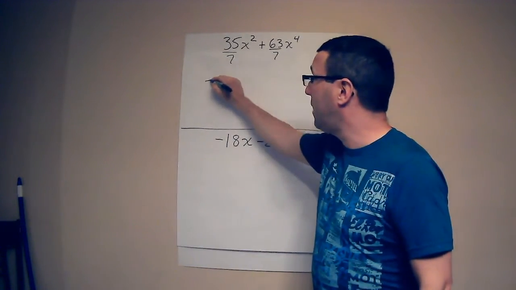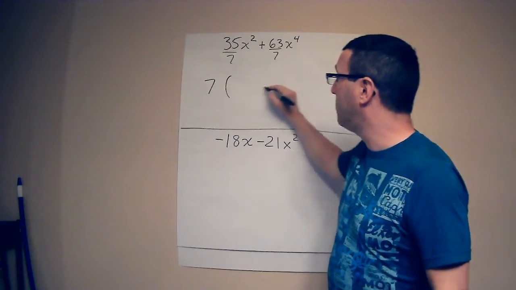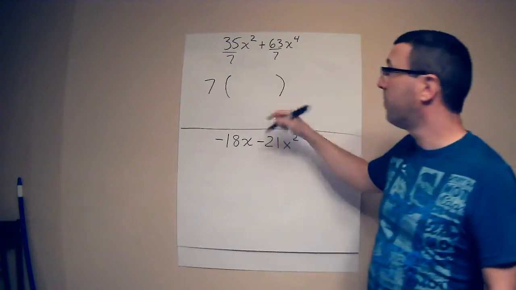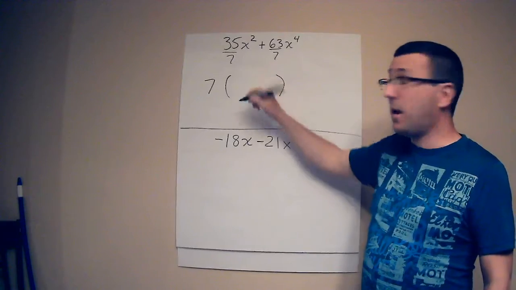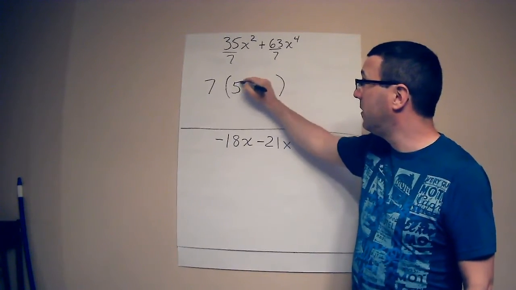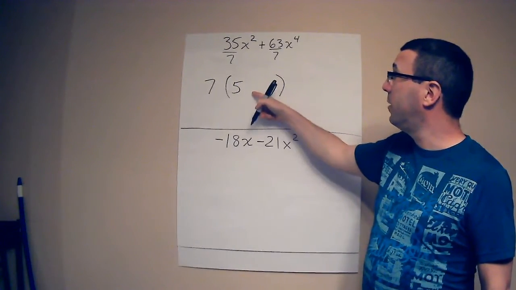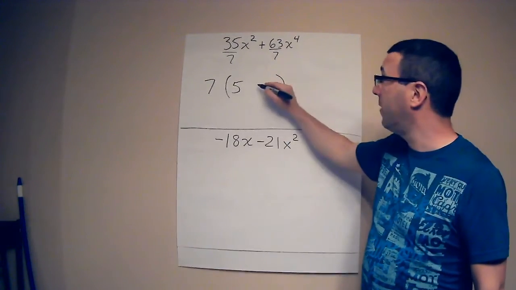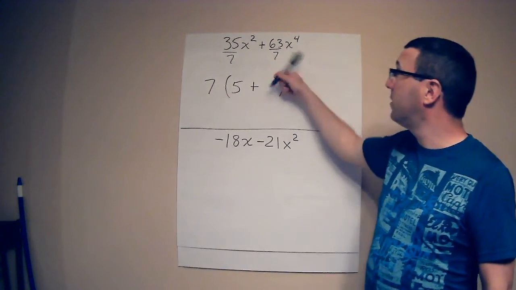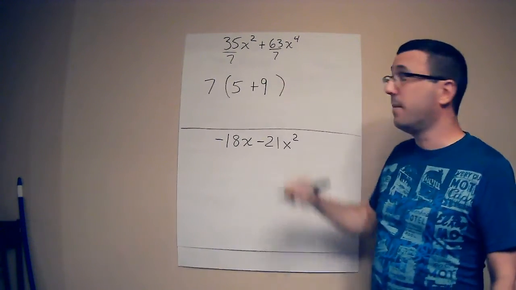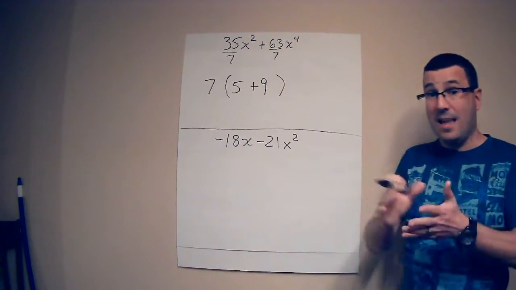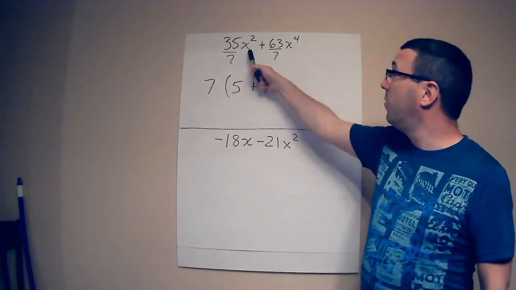So I'm going to put a 7 on the outside of a parentheses. Now I remember to actually leave some space. So 35 divided by 7 is 5. I'm going to leave a little bit of space in case that variable comes down. Plus 63 divided by 7 is 9. Now remember, I'm not done, so I'm not going to add those two together. I'm going to move on to the variables.